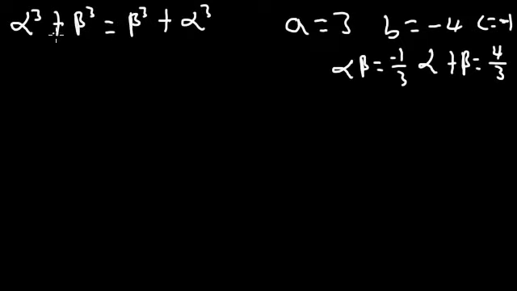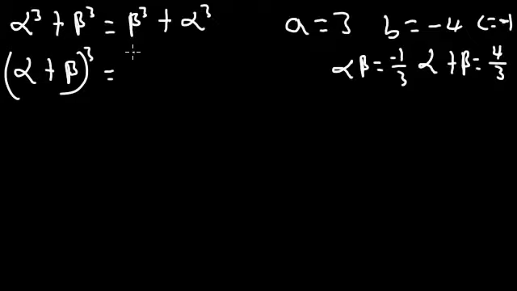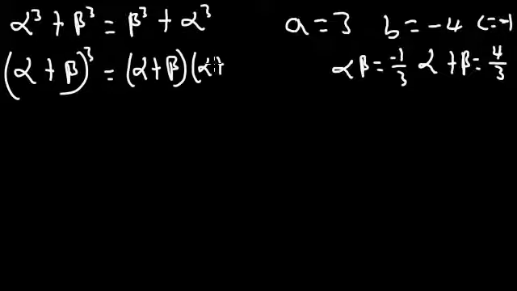If that is the case, to solve for alpha cube plus beta cube, think of expanding alpha plus beta all cube. In algebra, we know that alpha plus beta all cube means alpha plus beta is multiplying itself 3 times.